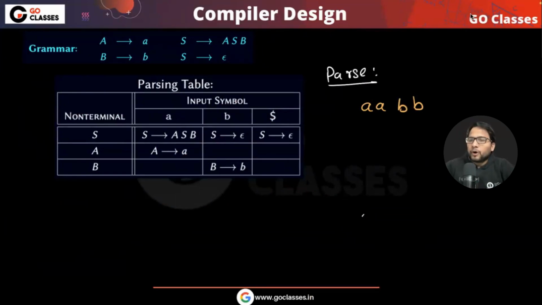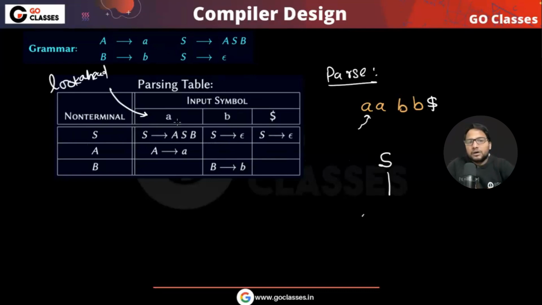How to use this parsing table? See, this is a top-down parser, right? That's why we have capital S in our hand. So initially we will start with capital S. Now which one to go? How to tell which production to use, either this or this? See, we will look at the input symbol. The first input symbol is small a. This is the lookahead, also called the input symbol. Lookahead means the next symbol that you are looking at.